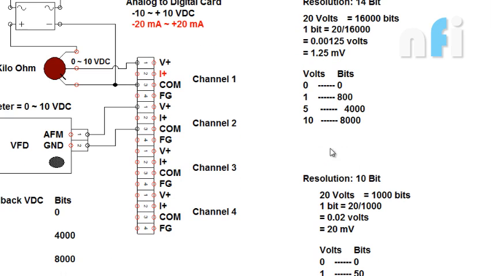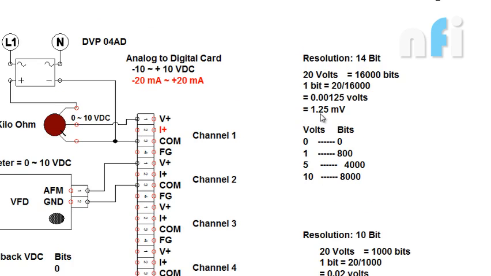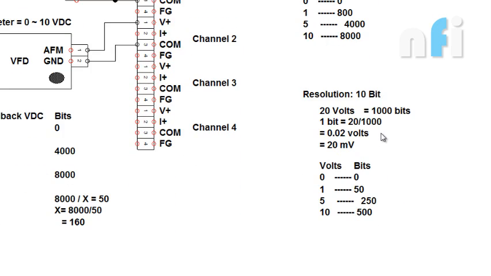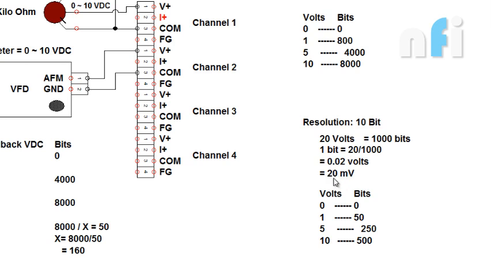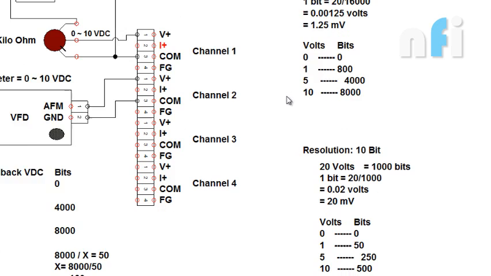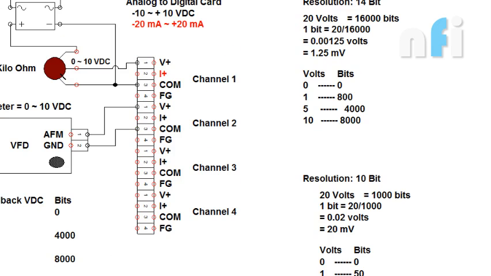Now if you calculate the resolution, 1 bit is equivalent to 1.25 millivolts. It means the minimum voltage it can sense is 1.25 millivolts. Now coming to some resolution figures, suppose your resolution is 10 bit, then with 1 bit it can sense 20 millivolts. That is the minimum signal which your card can measure. So the more resolution you have, the more accuracy, or you can say the smaller the voltage it can read. My card has 14-bit resolution.